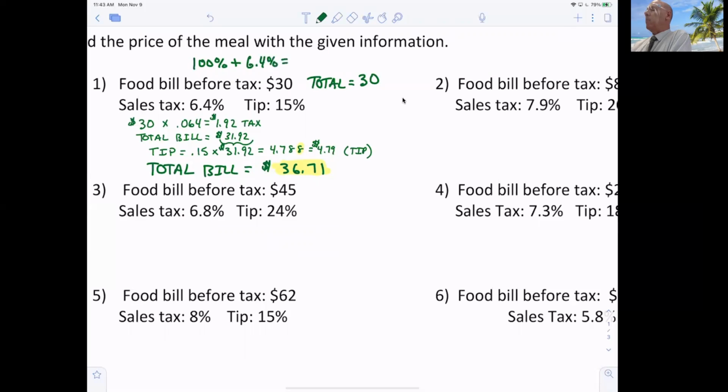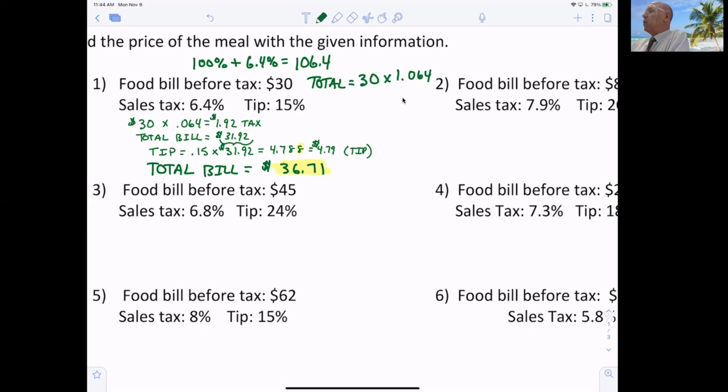6.4%. So that would mean I'm paying a total of what? How much percentage am I paying? 106.4. That is correct. So now I can just multiply 30 times what? 1.064. Everybody do that. Go 30 times 1.064 and tell me what you notice. It's the same, right?